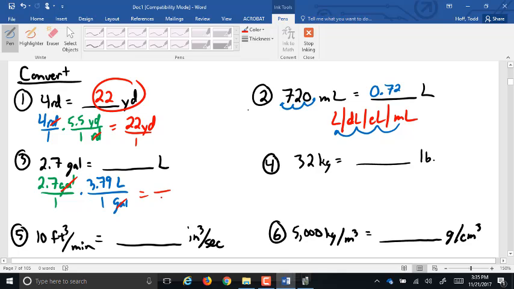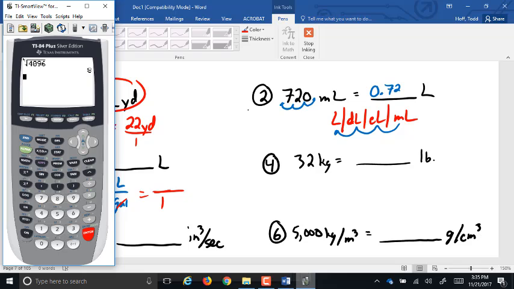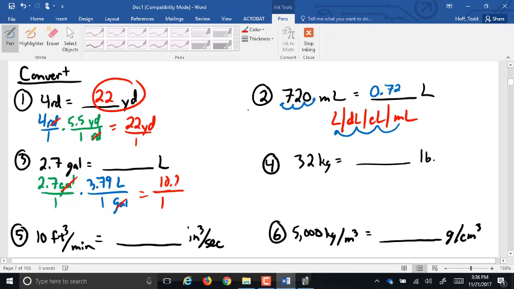On bottom, it's 1 times 1 is 1. On top, 2.7 times 3.79 liters, of course, gives us 10.233 liters. So I'm just going to round it to 2 decimal places, 10.23.